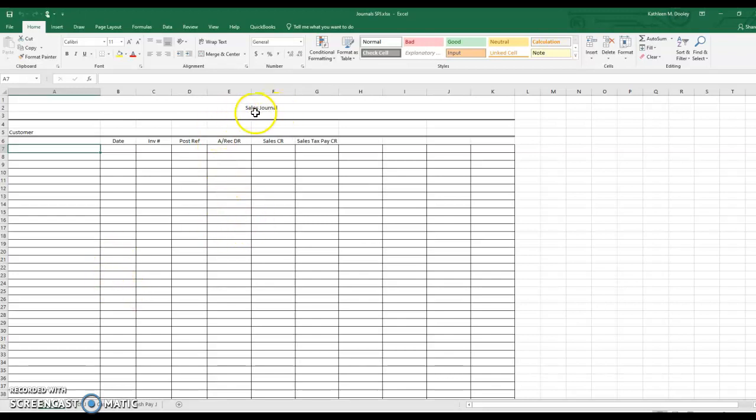So here's our sales journal, and in this case, we're debiting accounts receivable, crediting sales, and crediting sales tax payable every time we have a sale. Now, technically, we would have more than this. Because Whitewater Kayaks is on the perpetual inventory system, every time we sell something, we have to debit cost of goods sold and credit inventory. So technically, those should be on here.